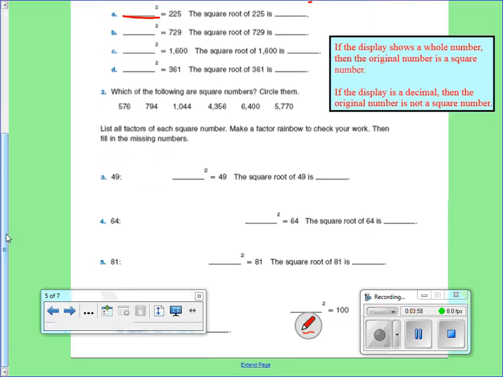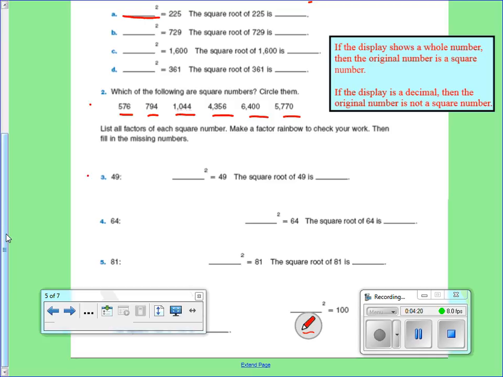We keep on moving down right here. Here in these directions, which of the following are square numbers. So what you're going to do, kids, is you're going to go ahead and type each one of these in your calculator, find the square root of them, and if it comes up as a decimal or an error, that means it is not a square number. So you need to be able to find a square root. So go ahead and solve those.